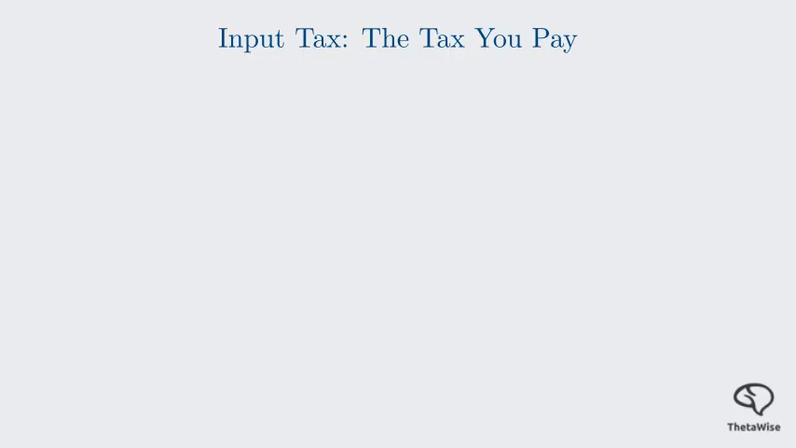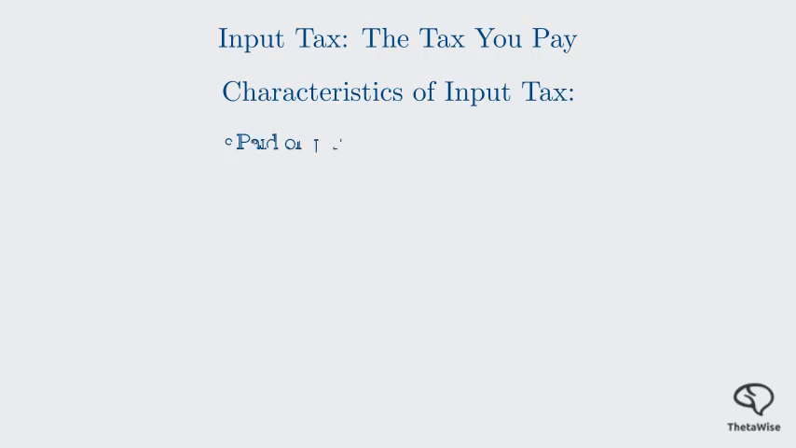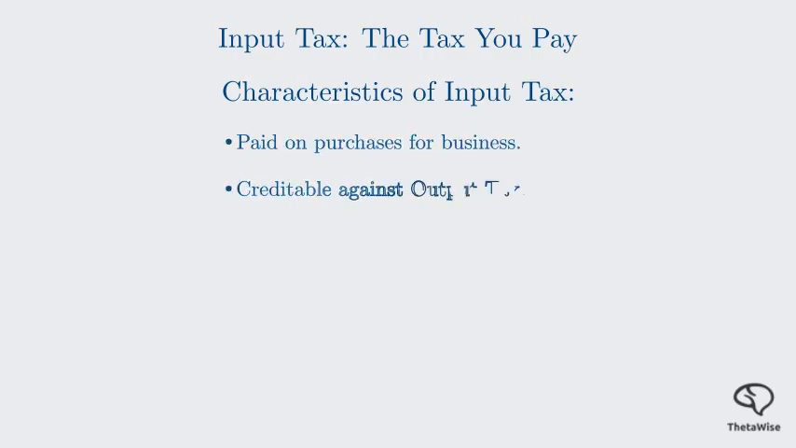Input tax is the VAT that a VAT-registered buyer pays on the purchases of goods, services, or imports that are used in their business. So, if output tax is the tax you collect, input tax is the tax you pay to your suppliers. It's the VAT embedded in the cost of your business expenses. The most important characteristic of input tax is that it is creditable against your output tax. This means you can subtract the input tax you've paid from the output tax you've collected.